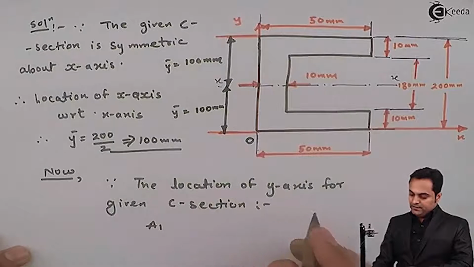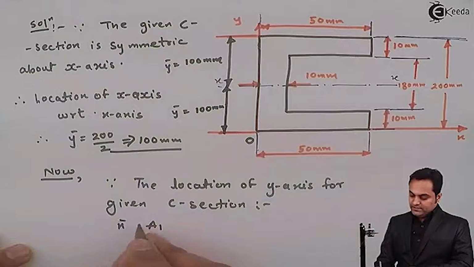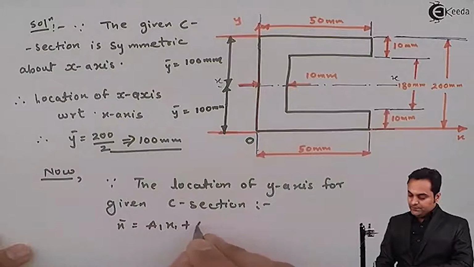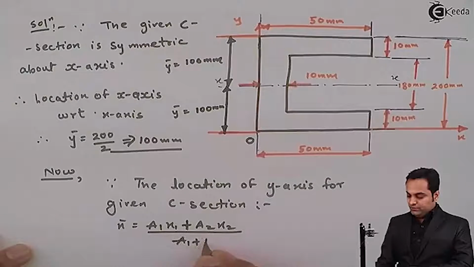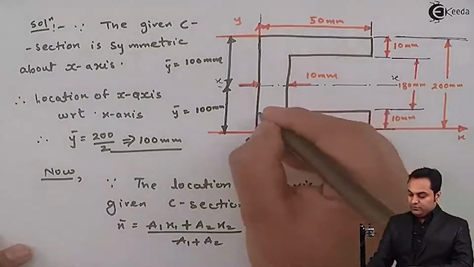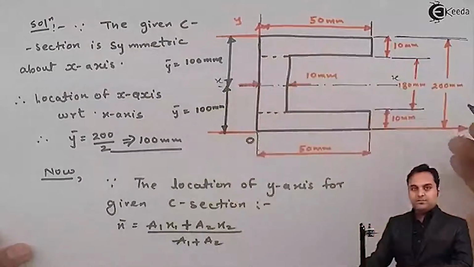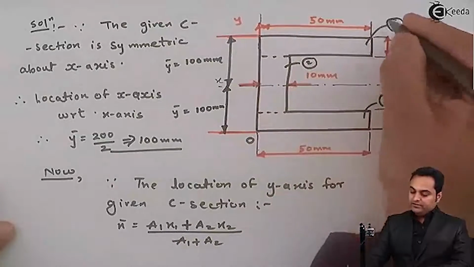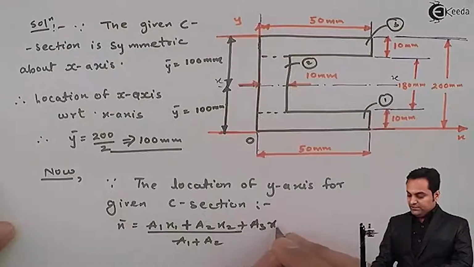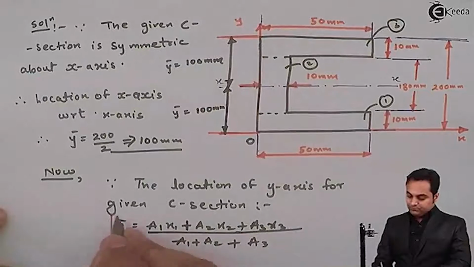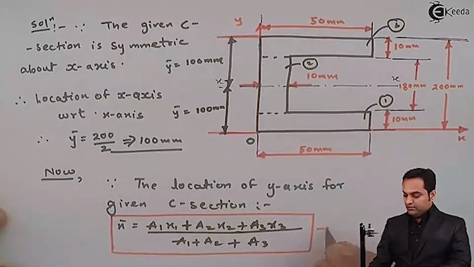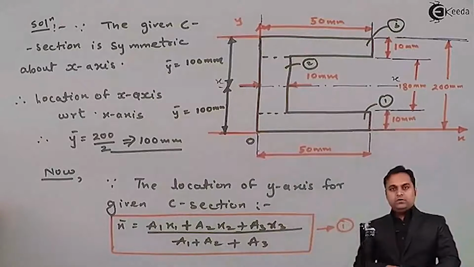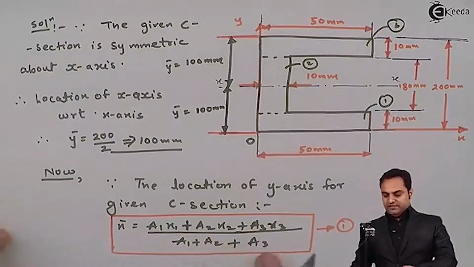x bar is equal to a1 into x1 plus a2 x2 upon a1 plus a2, and since we have three areas here, what I will do, divide this into three simple rectangles. So rectangle number 1, rectangle second and rectangle third. So plus a3 into x3 and here plus a3. I'll call this the first equation. Now in x bar y bar I need to know all these values.